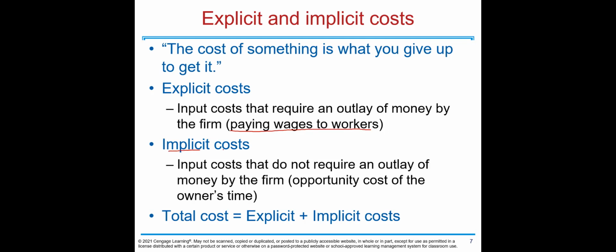Implicit costs, on the other hand, are also input costs, but they do not require an outlay of money by the firm. For instance, the opportunity cost of the owner's time. So when we say total costs in economics, we refer to the sum of explicit and implicit costs.